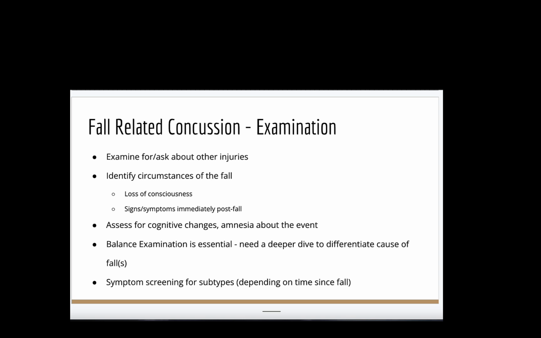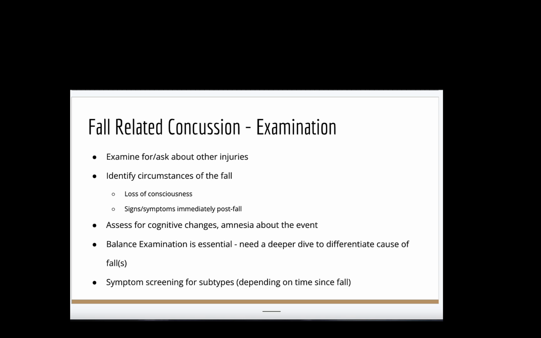So rule out other musculoskeletal injuries and integumentary issues, things of that nature. Okay. Also want to assess for any sort of cognitive changes or amnesia that might have occurred during this particular event, and that becomes really important when we start considering prognostic factors. So balance exam is going to be a further essential component of somebody that has a concussion related to a fall. You might need to do a deeper dive to differentiate the root cause of the fall.